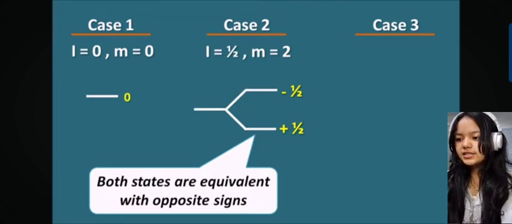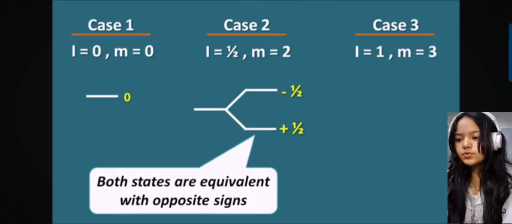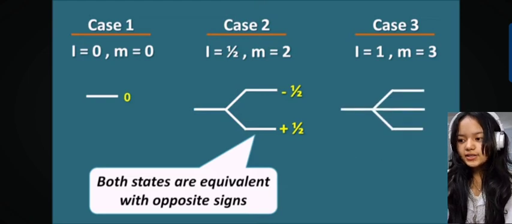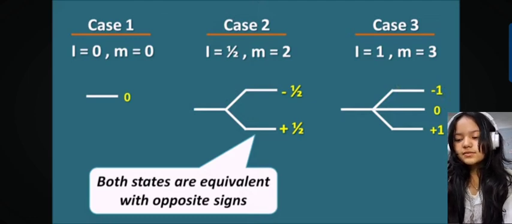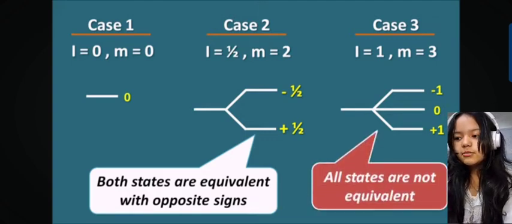So now let's take case 3 where I is equal to 1, then M is equal to 3. Now the nucleus can have three spin states: I is equal to plus 1, I is equal to 0 and I is equal to minus 1. And here we can observe that all these spin states are not equivalent. So we can see that plus 1 is having some spin but 0 is not having any spin. So these spin states are not equivalent. They are not suitable for NMR spectroscopy. Here the distribution of the spin is not uniform. So we cannot observe a perfect NMR signal in case 3.